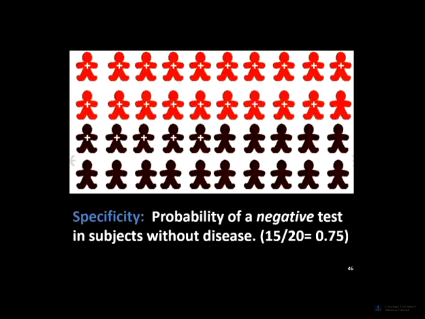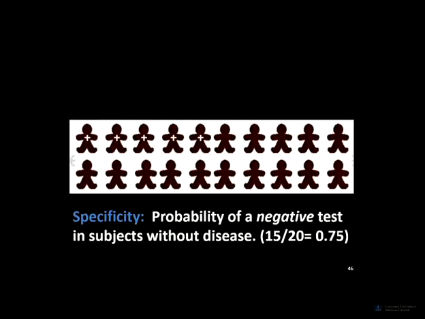And now we're going to talk about specificity. So now the dark red gingerbread men are the ones without red gingerbread man disease, or reddish brown. I don't know what the color is exactly. But you can see that even in these subjects who do not have the disease, some of them are going to have a positive test. It's not a perfect test. So these 5 test positive. And so if we calculate the probability of a negative test in subjects without the disease, it's these 15 with a negative test over the 20 who don't have the disease, and it's 75% specificity.